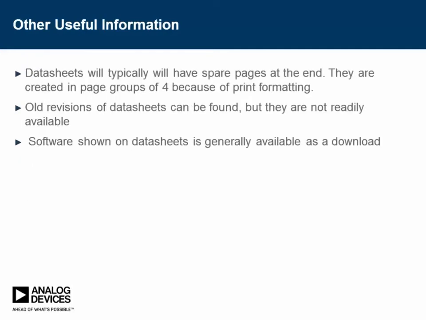Other useful information about data sheets is that sometimes there's spare pages at the end, particularly on the older data sheets, because we printed them on paper, and you have to print 4 pages at a time, and sometimes we would not have exactly 4-page increments in the material we created, so there might be some blanks. Usually it'll say that. We do have old revs, but we don't like those to be readily available, because then you could get the wrong information. There's software often for particularly converter-type products, and you can get that as downloads.